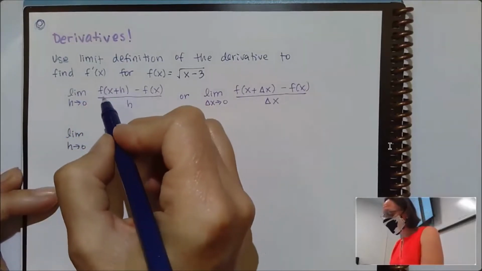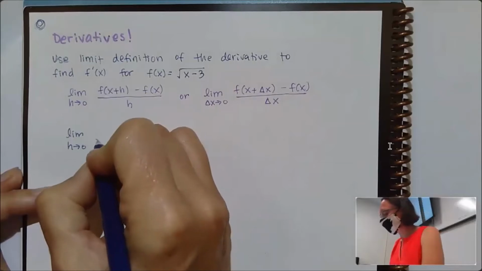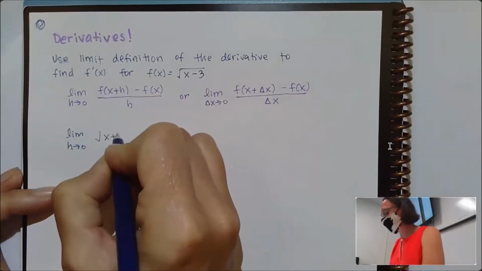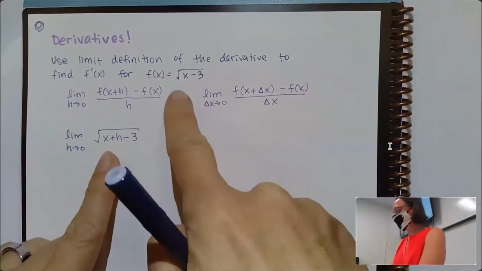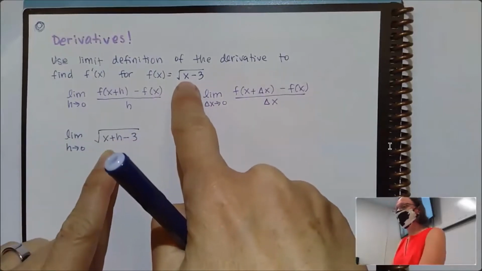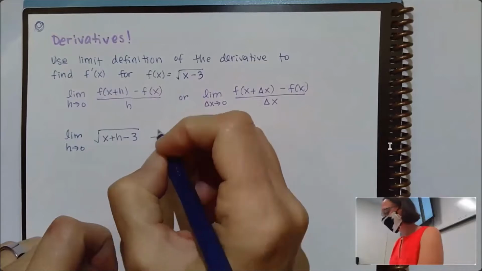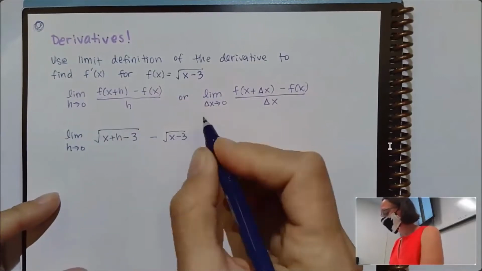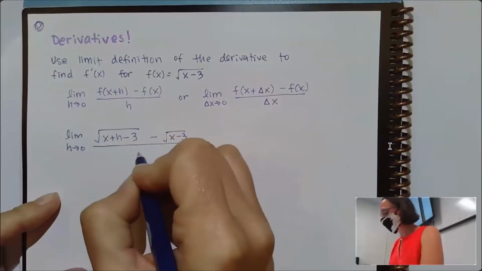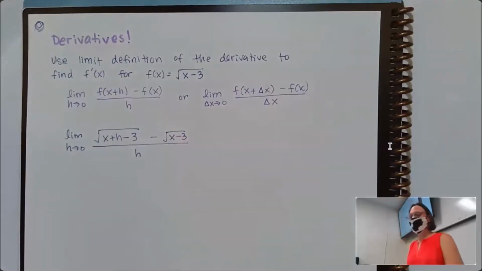And instead of writing f of x plus h, I'm going to end up with the square root of x plus h minus 3, because I'm replacing the x with x plus h, minus f of x, which means I leave it alone. And then that whole thing is over h.